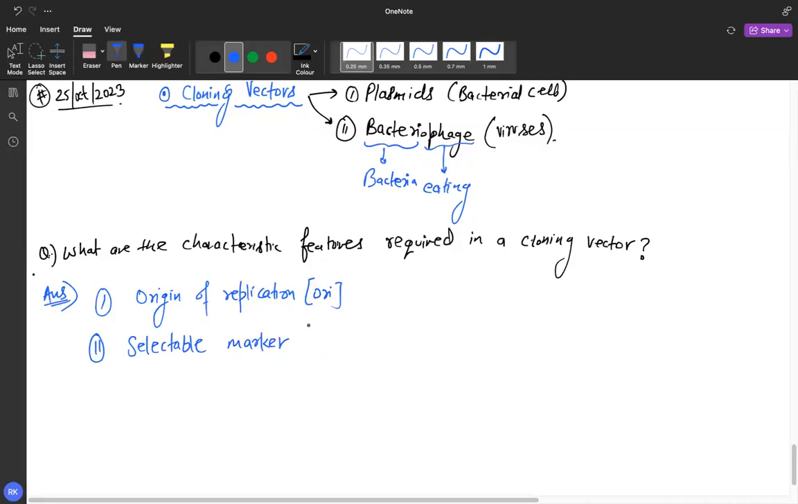So what is a selectable marker? Again, it is a DNA sequence. Everything that is there in a plasmid or a vector is a DNA sequence, right? Origin of replication was a sequence that controls high copy number. And this is a sequence.